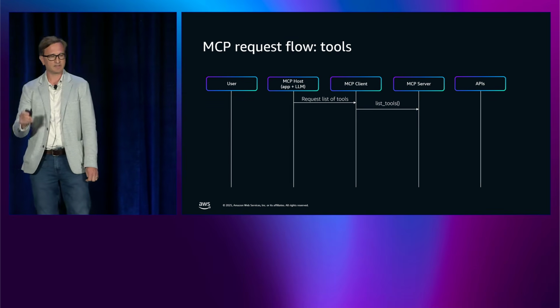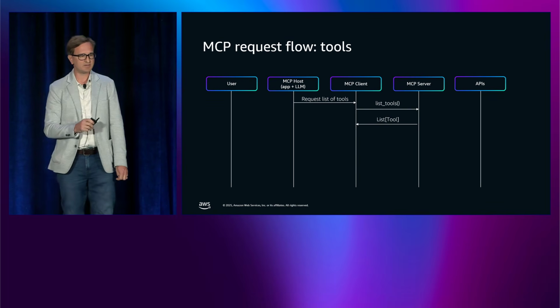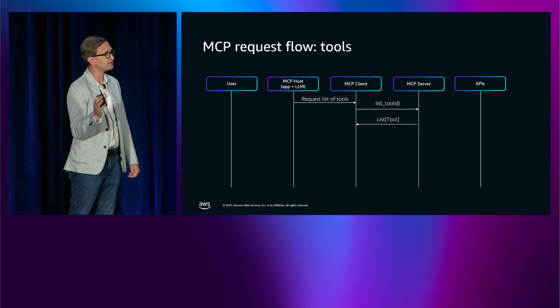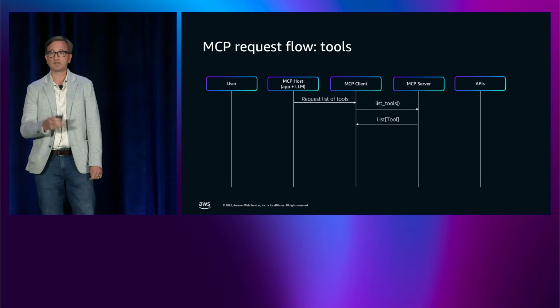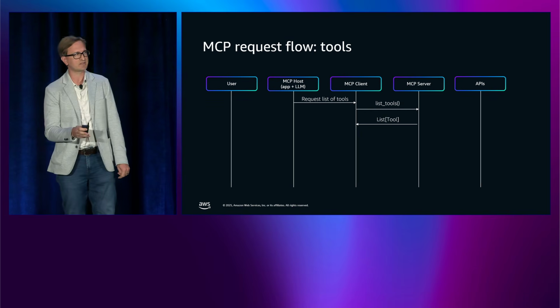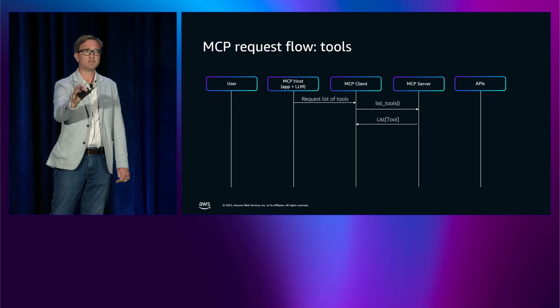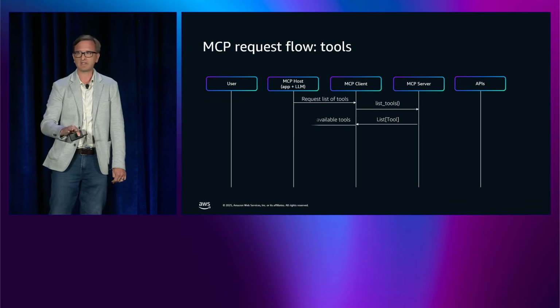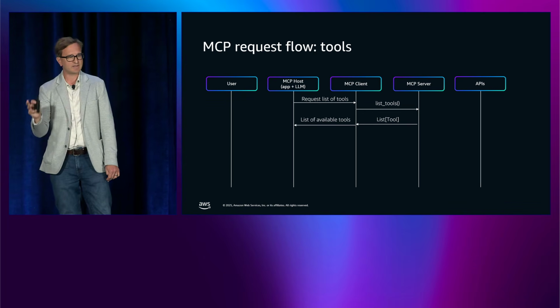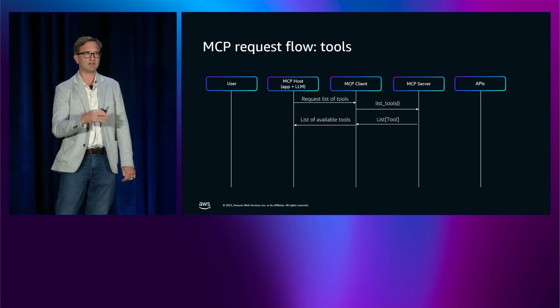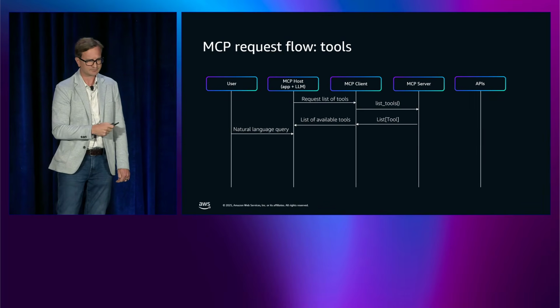That request comes in. The MCP client calls into the MCP server. The MCP server responds back with a list of tools. Those tool definitions look just like what we saw a couple slides ago, with an English-level description of the tool, with a list of the parameters and the output definitions. That gets pumped back into the MCP host. It can squirrel that data away.